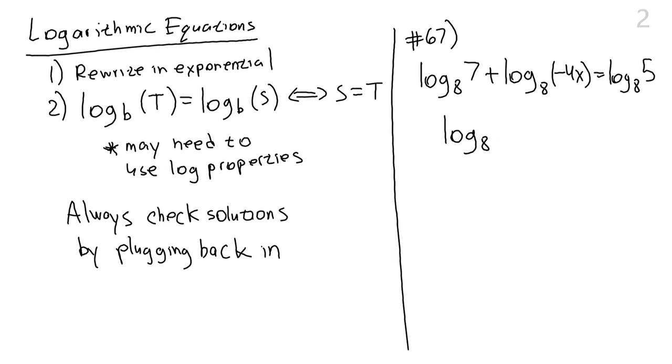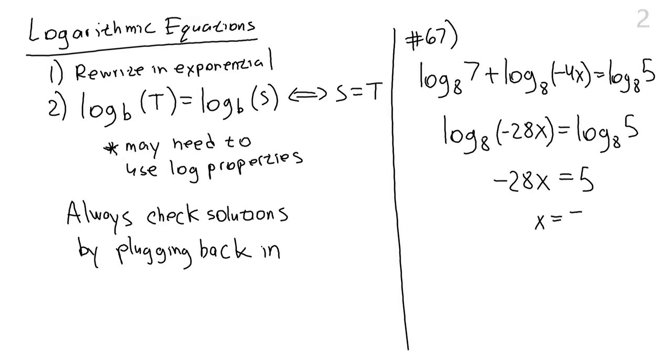So this becomes log base 8 of negative 28x, using the product rule for logarithms, equals log base 8 of 5. Now I'm going to use rule number 2. This is log base 8 of something equals log base 8 of something else. This must mean that negative 28x equals 5. This must mean that x equals negative 5 over 28. And I can check by plugging back in.